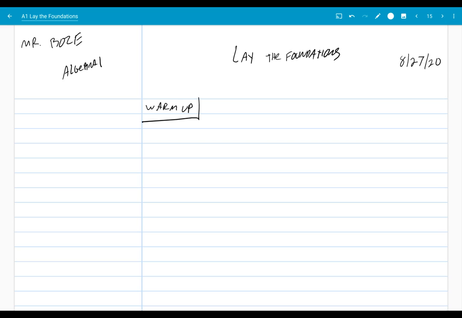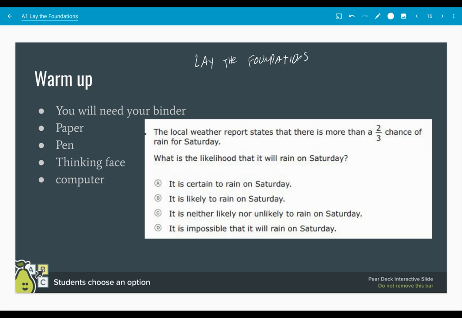So let's go take a look at what the warm-up is. The warm-up is the local weather report states that there's more than a 2/3 chance of rain for Saturday. What is the likelihood that it will rain on Saturday? Okay. So take a second, answer that warm-up. Write it down in your notes, and we'll return to that in class.